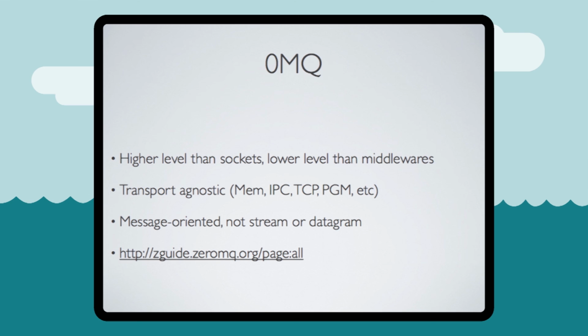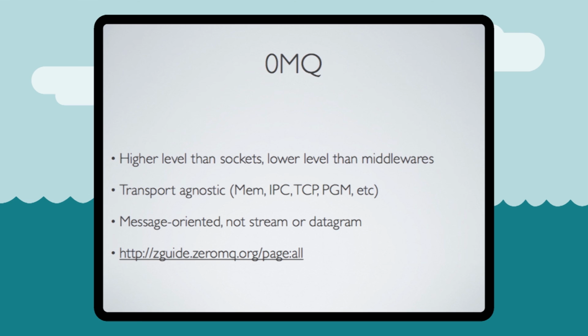Who's familiar with 0MQ here? If you're not familiar, I highly recommend taking a look. It is one of my favorite pieces of work, but one of my favorite things is it's entirely transport agnostic. When you say, I want to connect to something, you tell it in what way you want it to connect. You can do in-memory, inter-process communication, TCP, multicast, all these different kinds of communication, but your interface is exactly the same. All you have to worry about is the pattern.